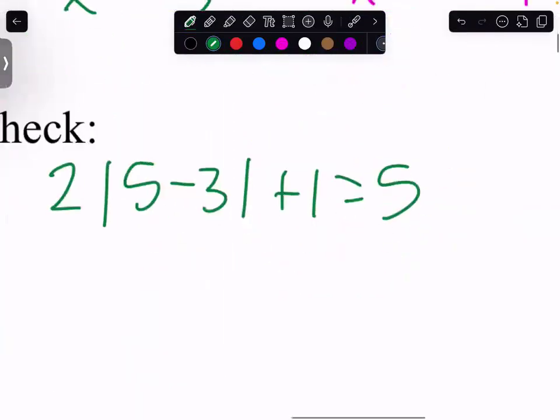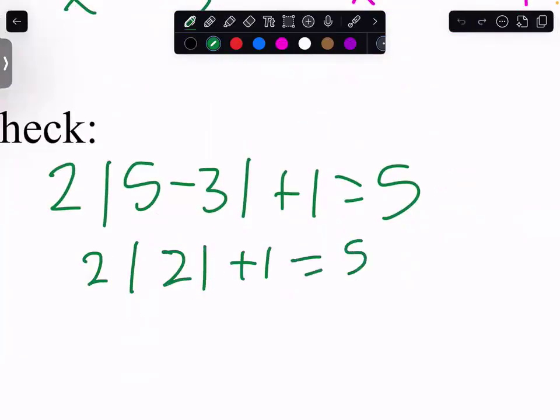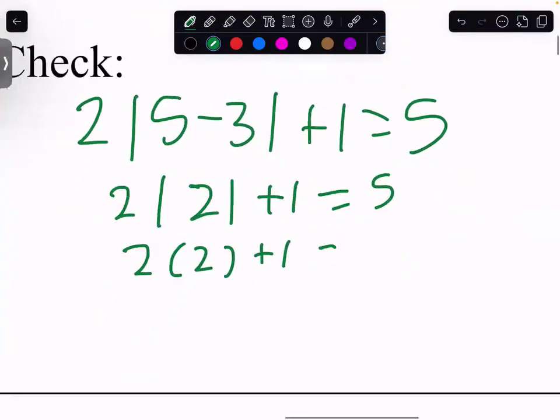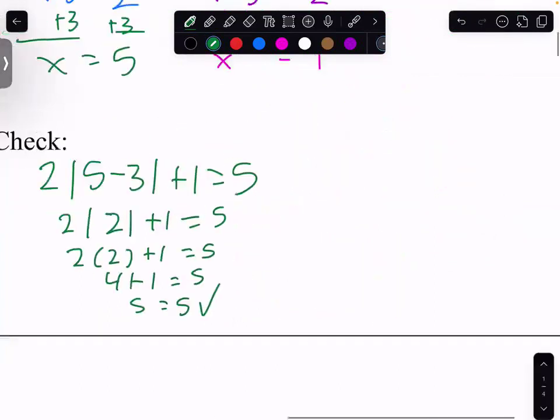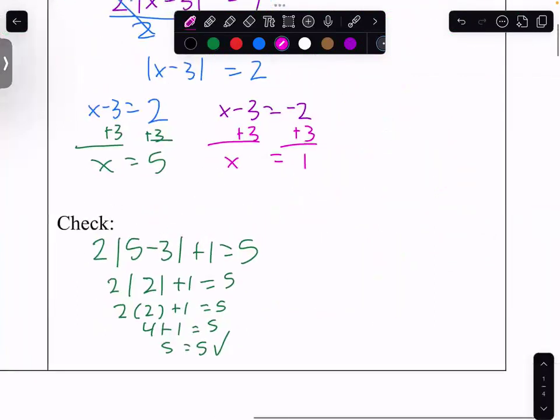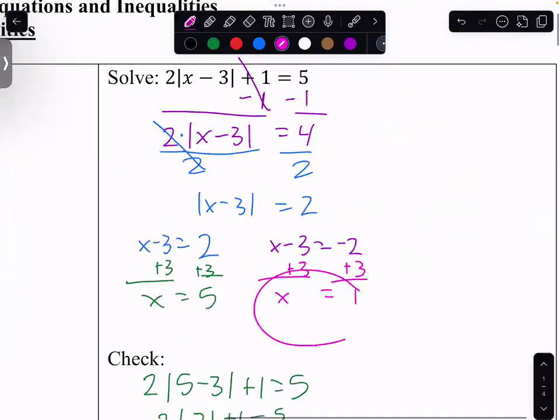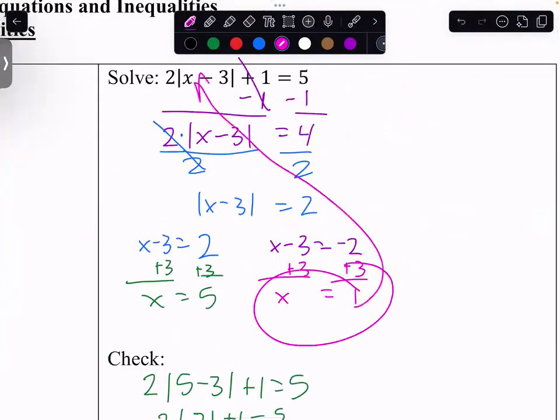Okay, so we do inside the symbols first. Absolute value of positive 2 is still positive 2, but now it's parentheses. 2 times 2 is 4. 4 plus 1 is 5. Okay, same number on both sides means the check is correct. Let's check the other answer as well. Okay, so is 1 a correct answer?